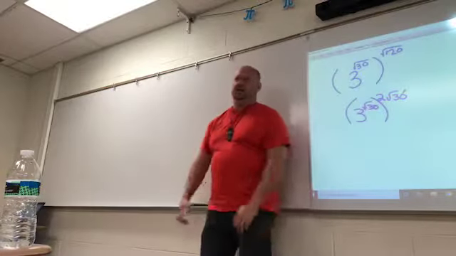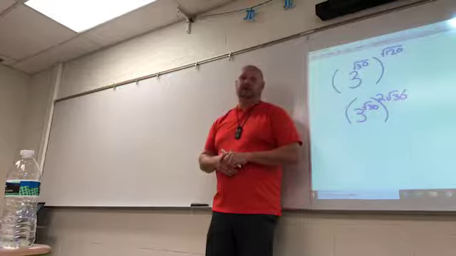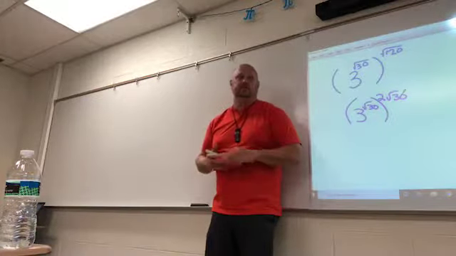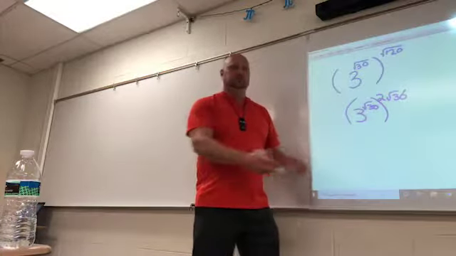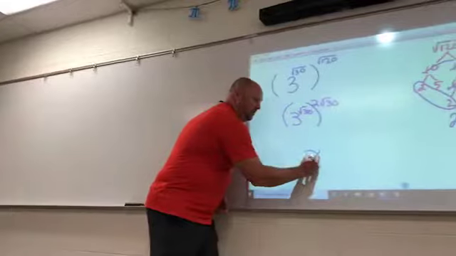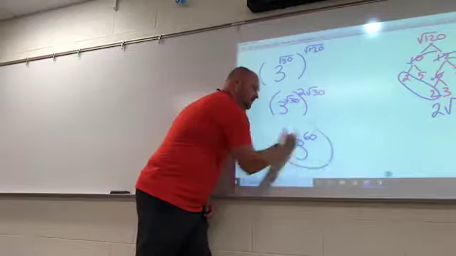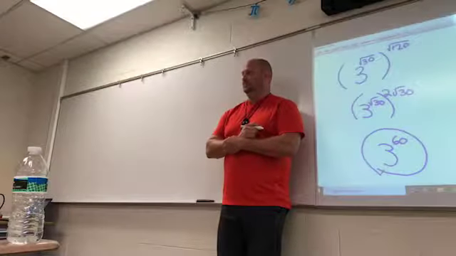Now I multiply, because that's my property. What's square root of 30 times square root of 30? It's 30. The square roots just cancel. So 30 times 2, what is my answer? 3 to the 60th power. You're done. Do you guys see where I got 60 from?